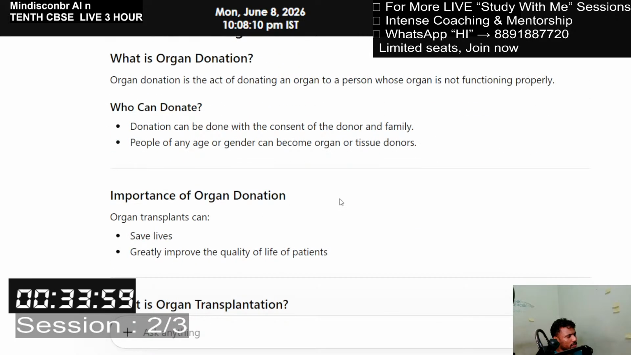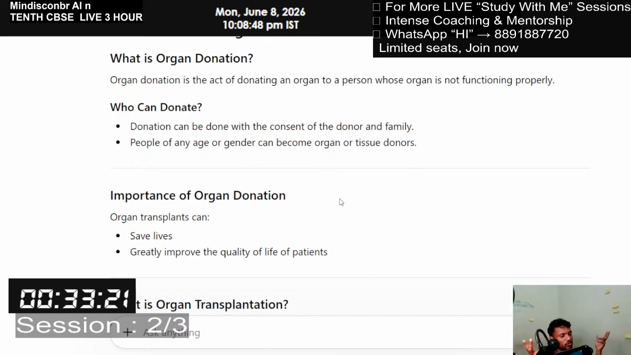Who can donate? Donation can be done with the consent of the donor and family. People of any age or gender can become organ or tissue donors. So, if I am donating my organs, there should be my consent and also my family's. I should give permission that you can take my organs, and my family members also have to give their consent.